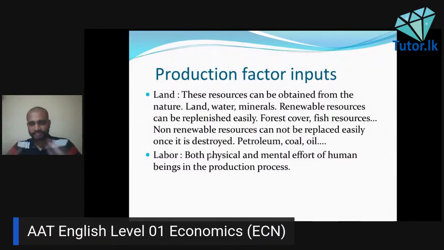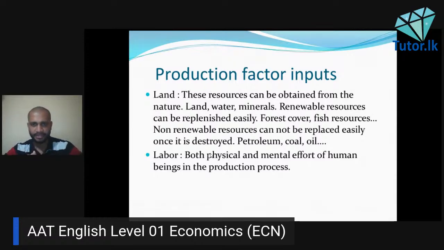Right. So that is one aspect. The first factor of production is land. Land comprises the inputs which the companies are getting from nature. As an example, land, water, minerals, petroleum, likewise. Right. The second factor input is labor.